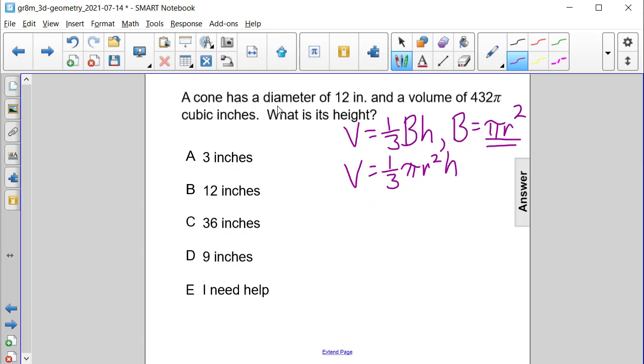We know that the cone has a diameter of 12 inches. So if the diameter is 12 inches, the radius will be half of 12, or 12 divided by 2, which is equal to 6 inches. So we know what the radius is. So we have 1/3 pi times 6 squared times the height, and we know that the volume is 432 pi.